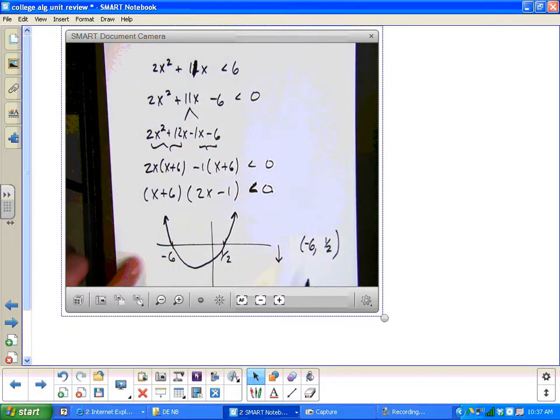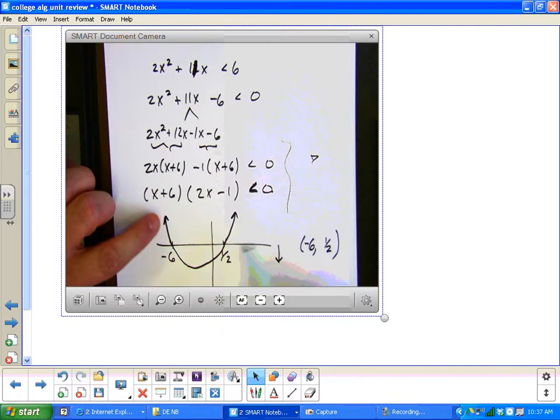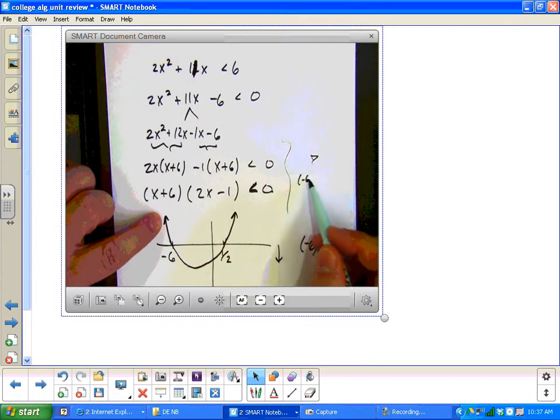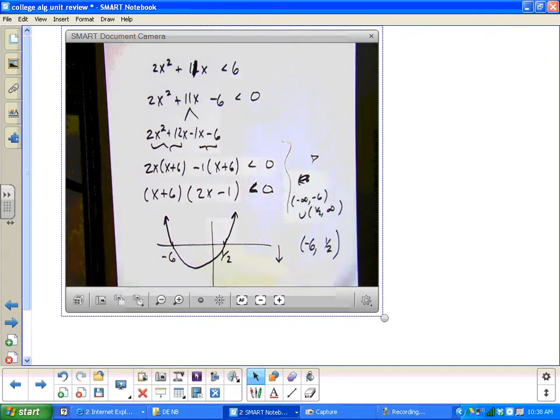Notice I'm using parentheses because it's just less than. It's not less than or equal to. Now, what if we would have looked at greater than? Then it would have been, what, -6. I'm sorry, that's not right. -infinity to -6 union 1/2 to infinity.